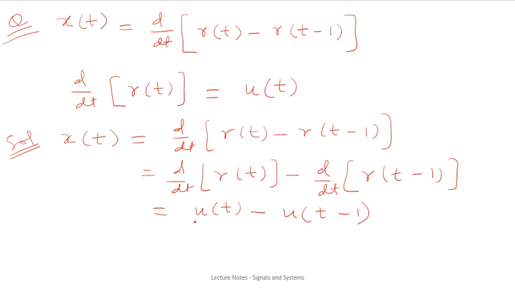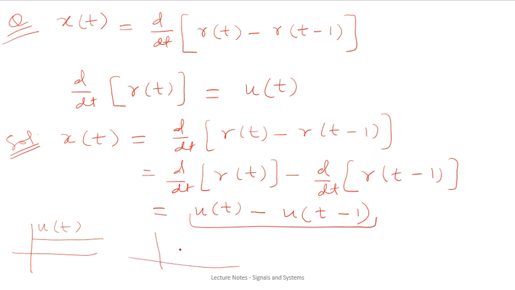So now this is your signal u(t minus 1), for which you have to plot the waveform. You know already that u(t) will be plotted like this, and u(t minus 1) will start from 1.